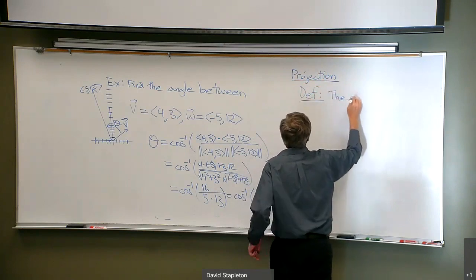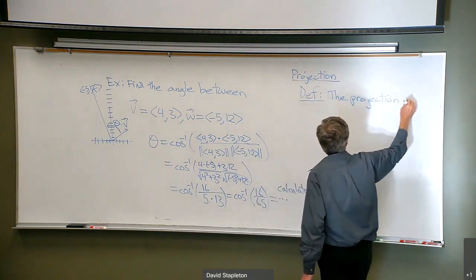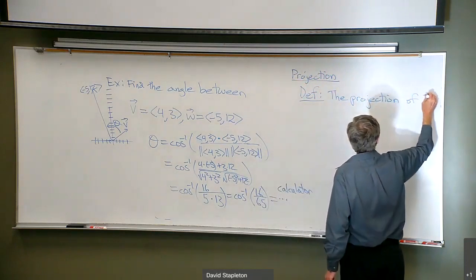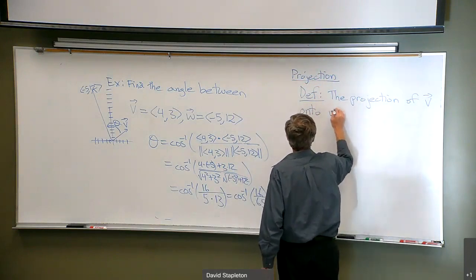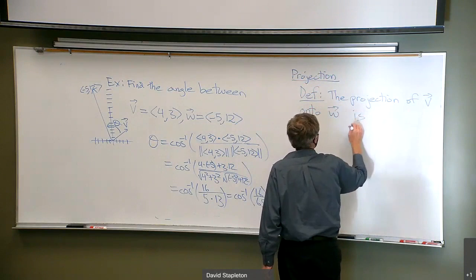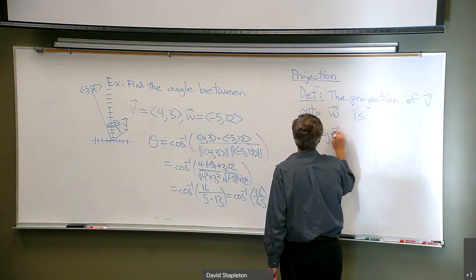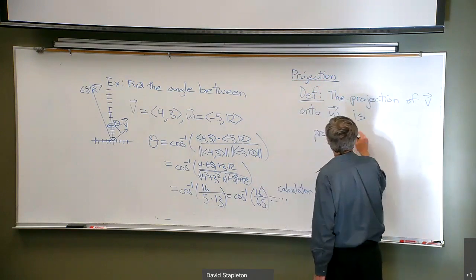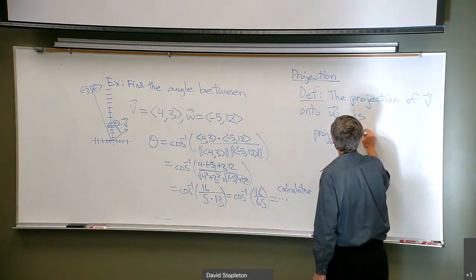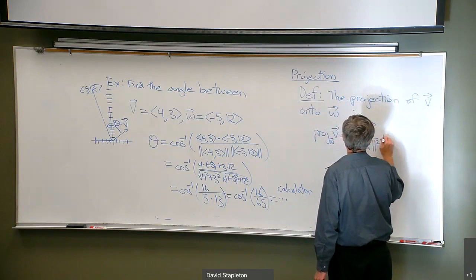The projection of V onto W is, given this notation, projection V onto W, V dot W over the length of W squared times W.